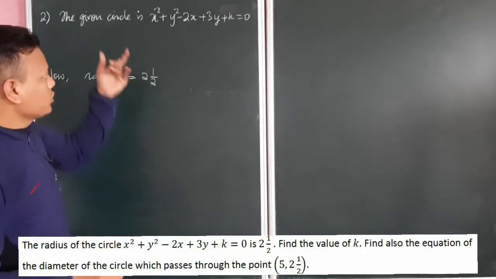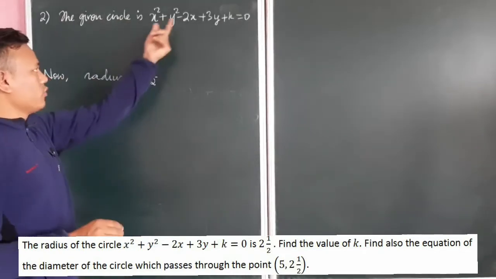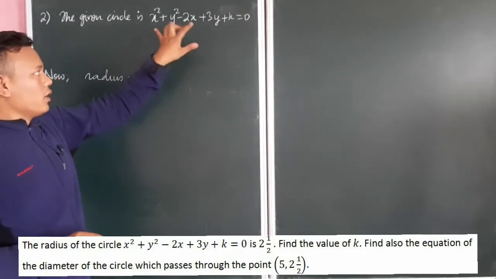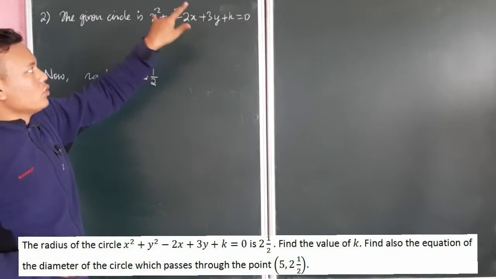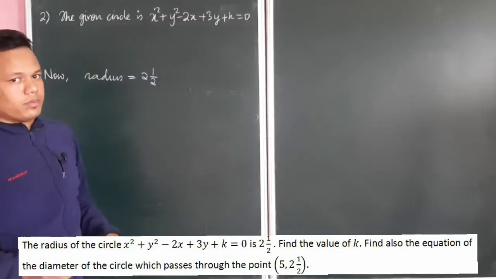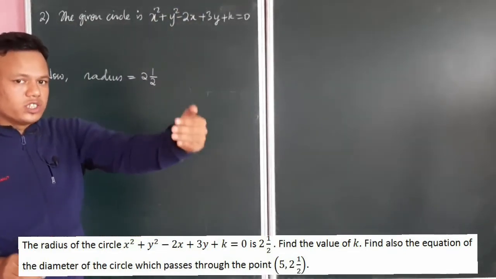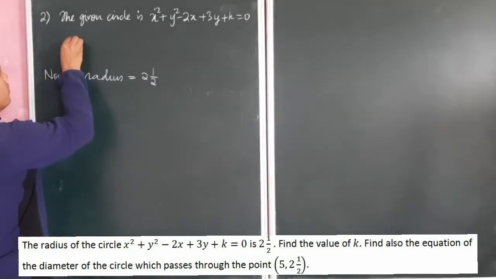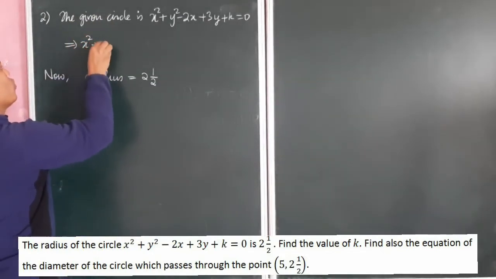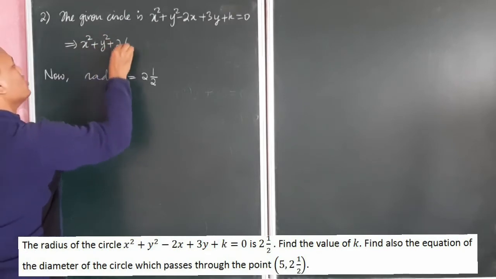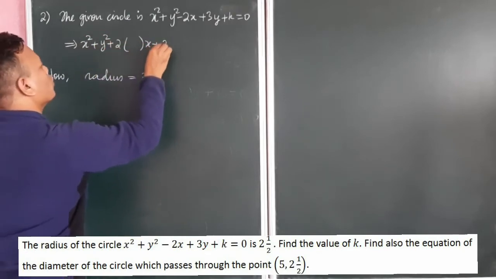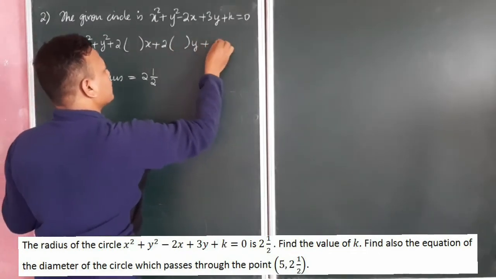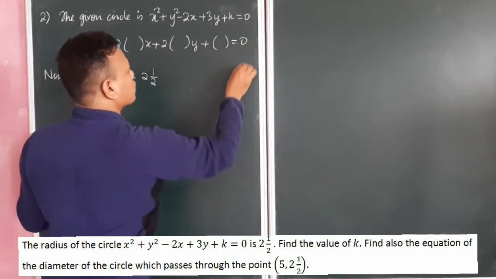So first and foremost, the given equation is this one, and we need to find the value of k if the radius is this much. So let us try to write this in general form, that is x square plus y square plus 2gx plus 2fy plus c equals to 0, right?